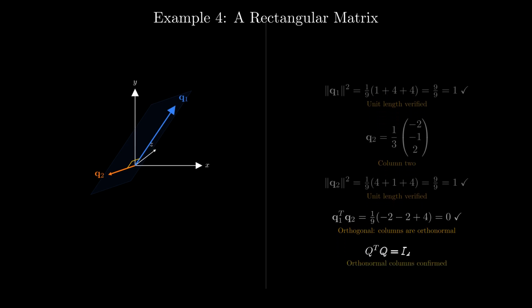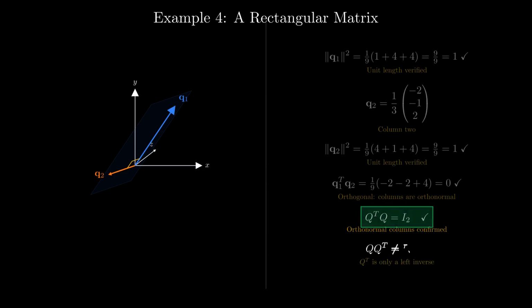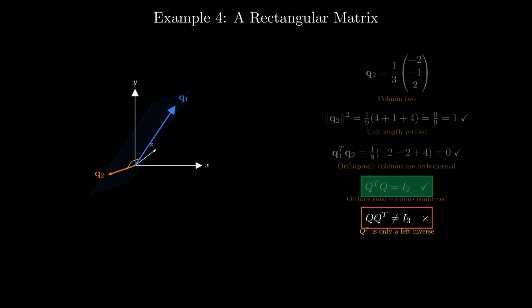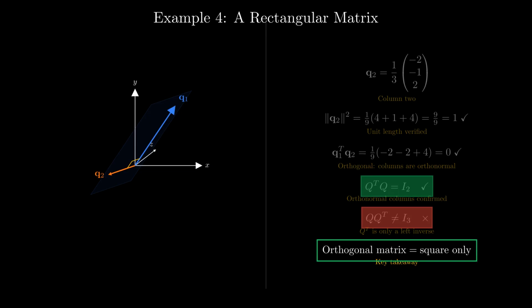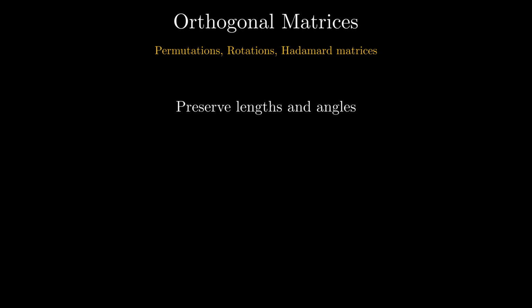Now Q transpose Q is a 2x2 matrix and it equals the 2x2 identity. However, Q times Q transpose gives a 3x3 matrix, and this is not the 3x3 identity. Without a square matrix, Q transpose is only a left inverse. It is not a full inverse. The key takeaway: the term orthogonal matrix applies only to the square case. A rectangular matrix with orthonormal columns has Q transpose Q equal to the identity, but QQ transpose does not equal the identity.